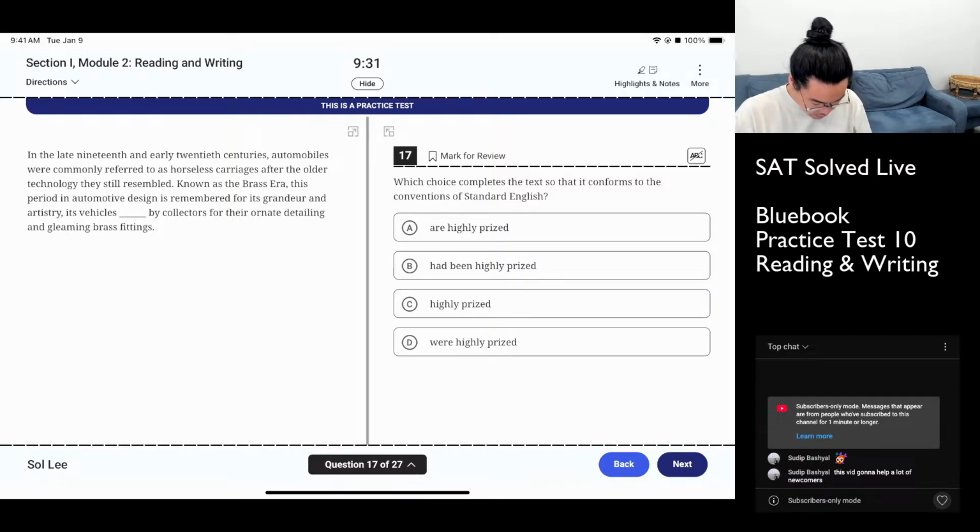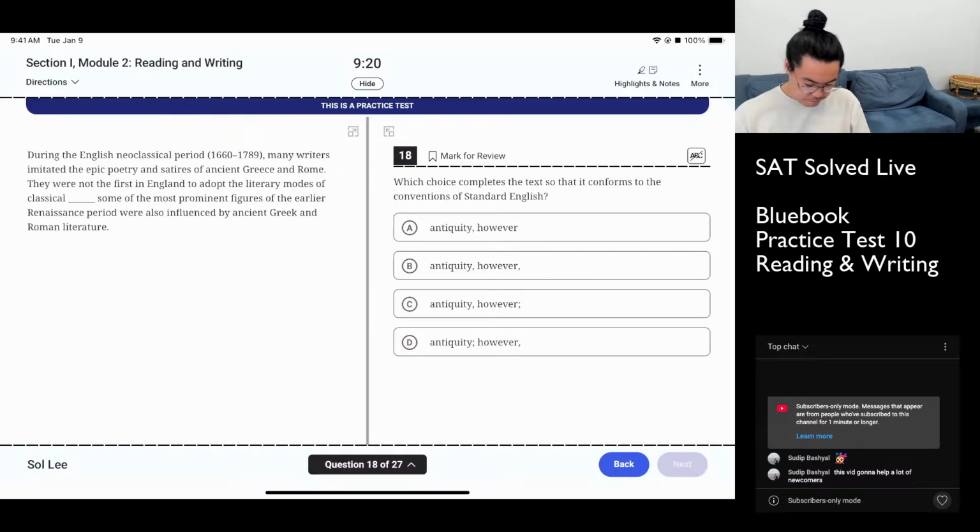Known as the Brass Era, this period is remembered for its grandeur and artistry, its vehicles highly prized by collectors. This is an absolute phrase, okay, not a clause. During the period, many writers imitated. They were not the first to imitate. However, they were not the first to imitate. Some of the most prominent figures from before them were also influenced by ancient Greeks and Romans. So it's just separated, and a semicolon is the only separation.